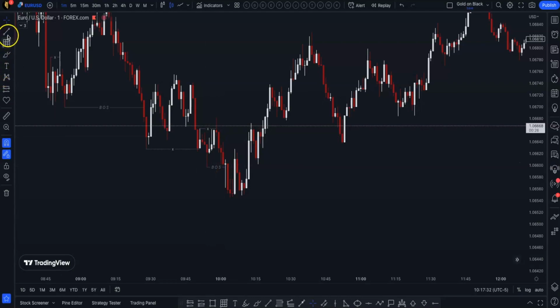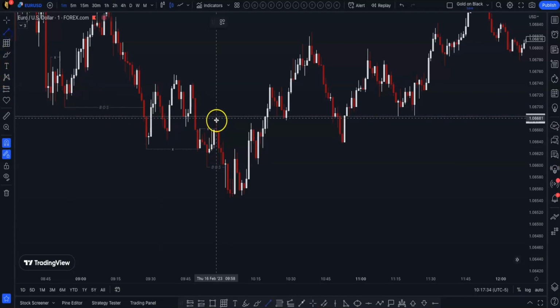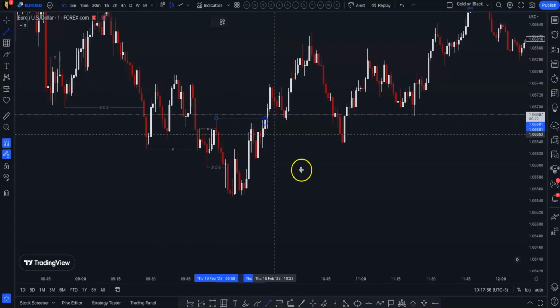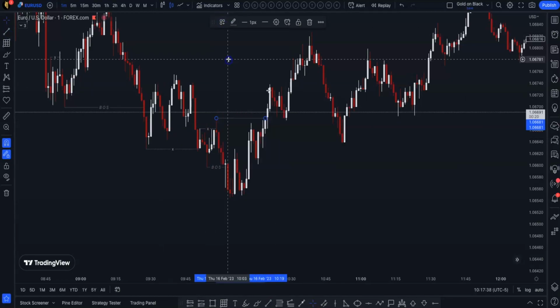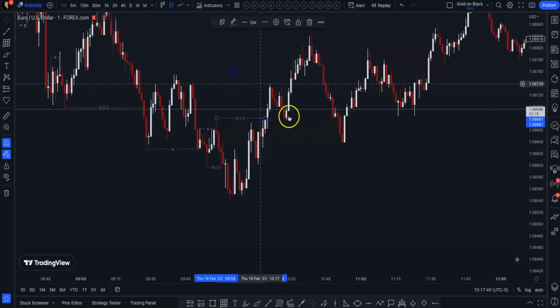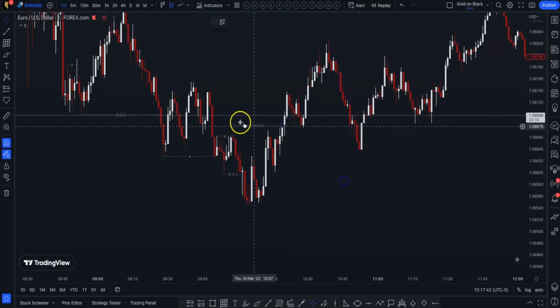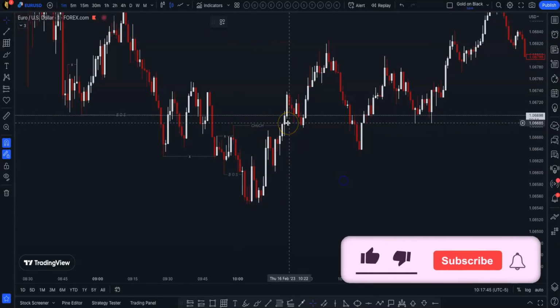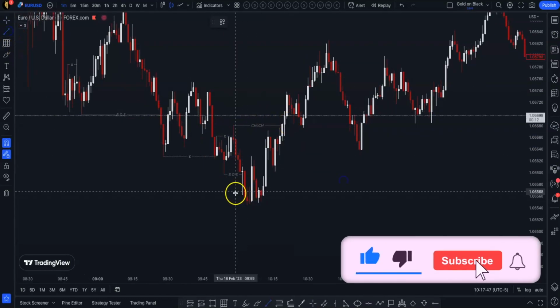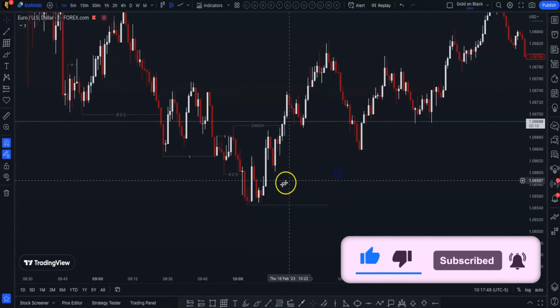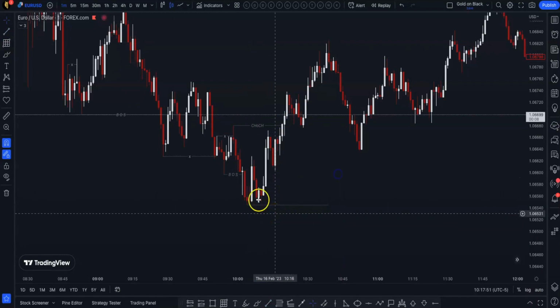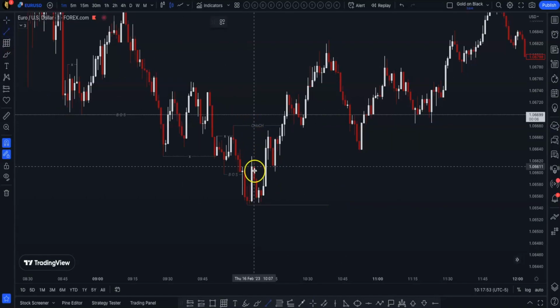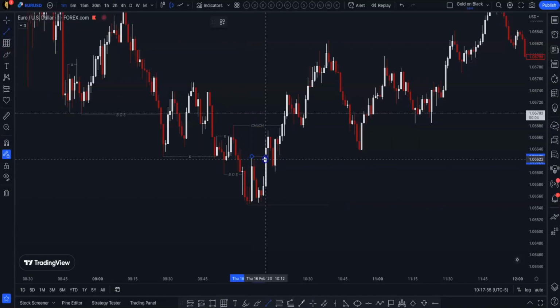My change of character would happen somewhere here. Okay? That's my change of character. Right there. That's where my change of character would have to happen. Look at what happened at the final low right here. Did the market create a BOS? No. So why are people marking this as a change of character?